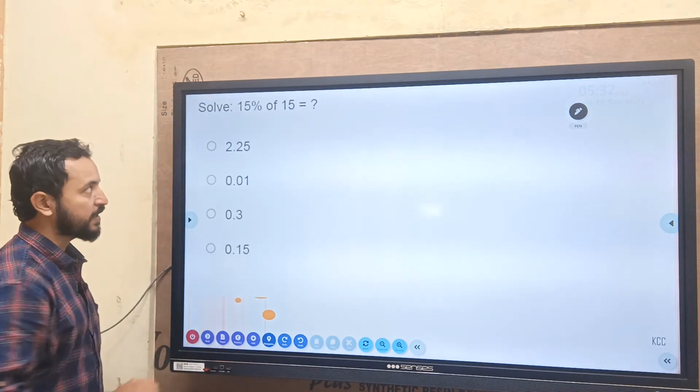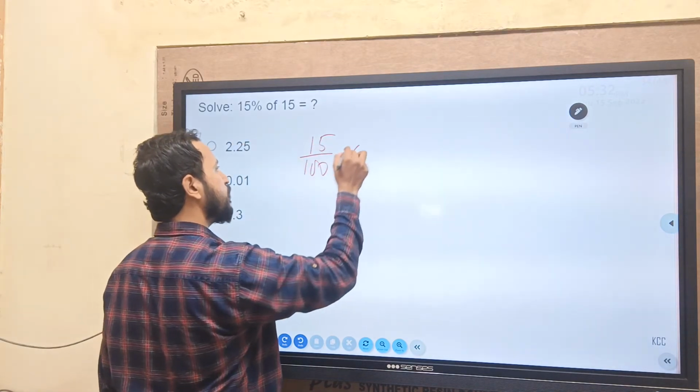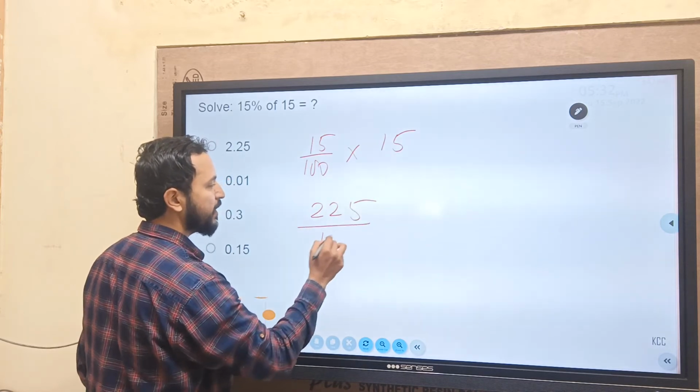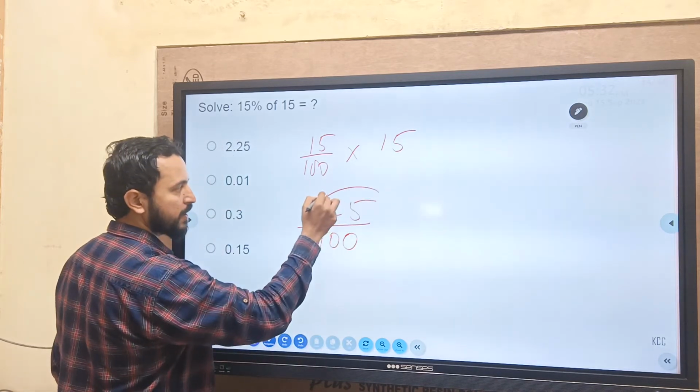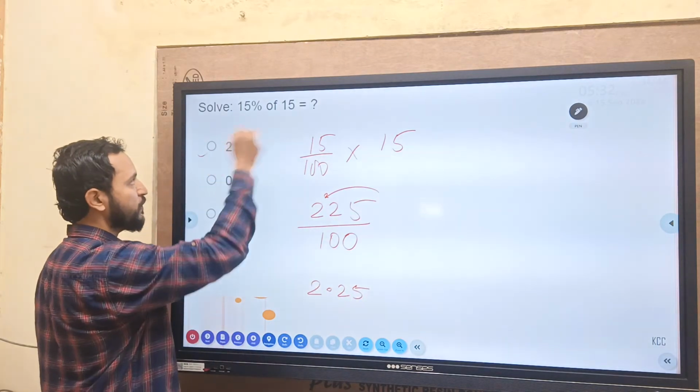Moving ahead. Simple question. 15% of 15, a little fast. 15% of 15, 15 into 15, 225 divided by 100. Decimal will come after 2 places. 2.25. This is the option.